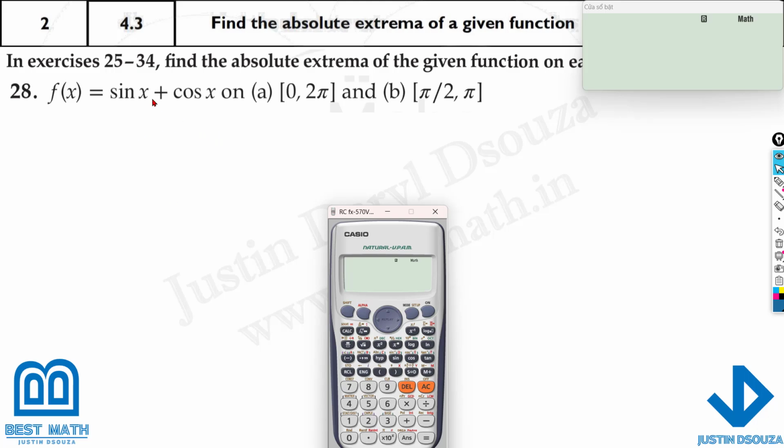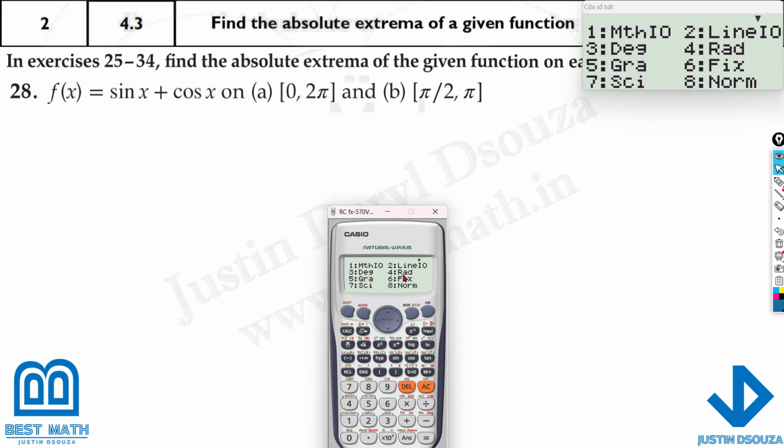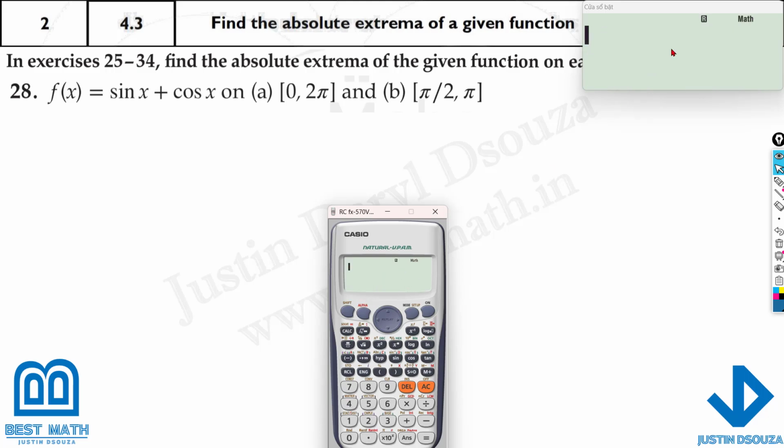What happens when we have trigonometric functions? It's not the same. So first, we need to convert to radian mode, shift mode, and then 4. Now it's in radian. So once the calculator is in radian mode, all you need to do is mode 7 for table and type in the equation. The function is sine x, close the bracket, plus cosine x, close the bracket. And then press equal to, ignore the second equation.